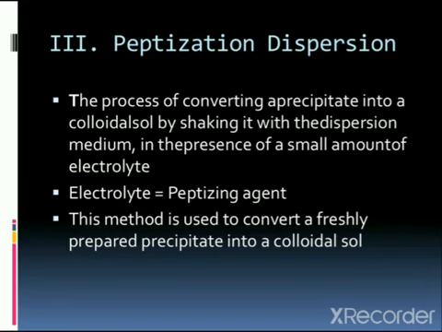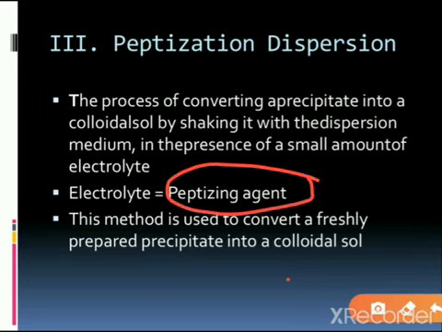Then we have discussed peptization by ions as well as peptization by dispersion medium. I shall explain some more about peptization by dispersion medium. The process of converting a precipitate into a colloidal sol, or colloidal solution, by shaking it with the dispersion medium in the presence of a small amount of electrolyte is called peptization by dispersion medium. Here we are using an electrolyte, and the electrolyte involved in the peptization is called the peptizing agent.